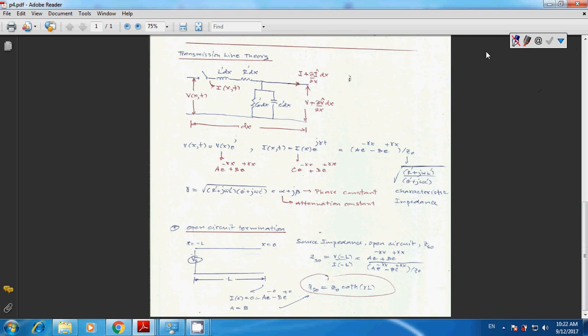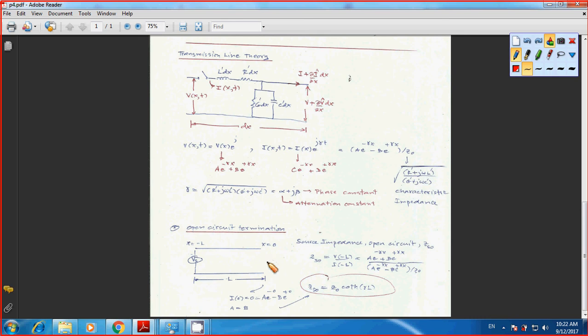Now let's take a look at the special cases. For the open circuit termination, you have ZL equal to infinity. You have the voltage source at this point. Let's put this down as x equal to negative L, where L is the length of the transmission line. And at this point, x equal to 0. For the open circuit, I write this down as Z_oc, where oc represents open. So you are looking for the impedance of the line. You need to find the impedance at this point, or at x equal to negative L.